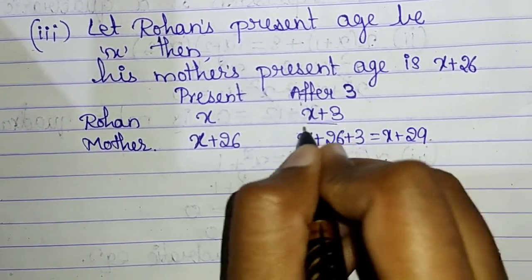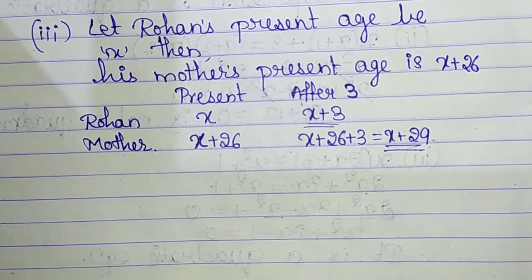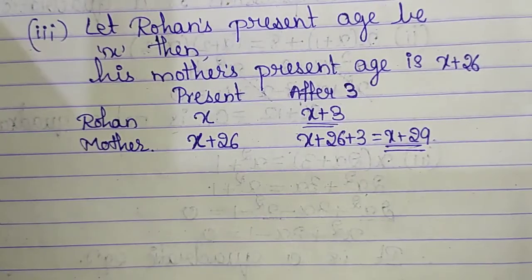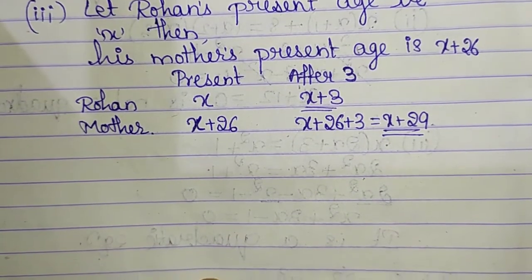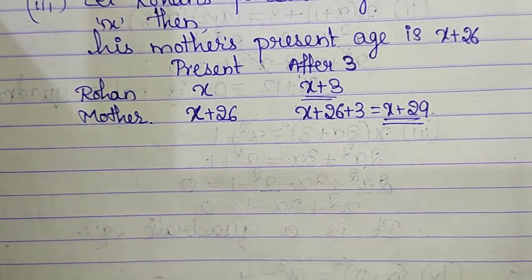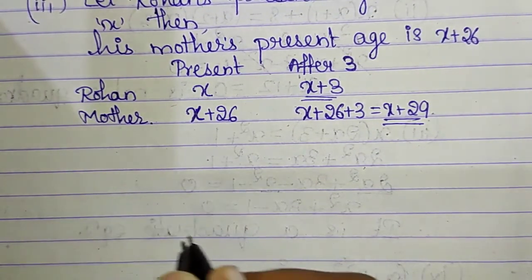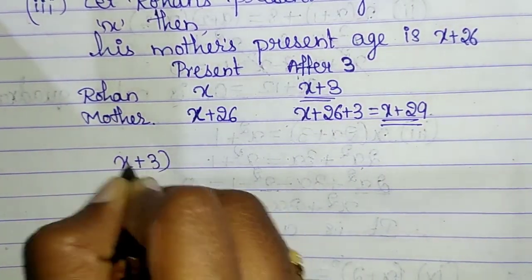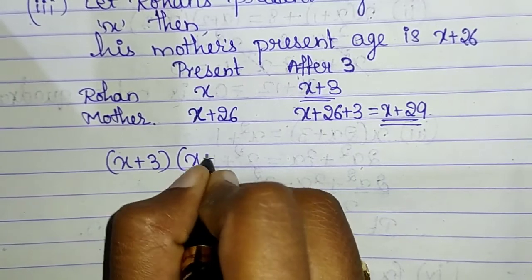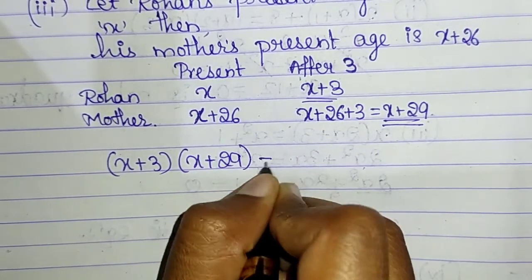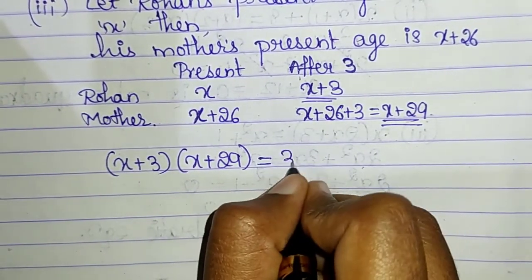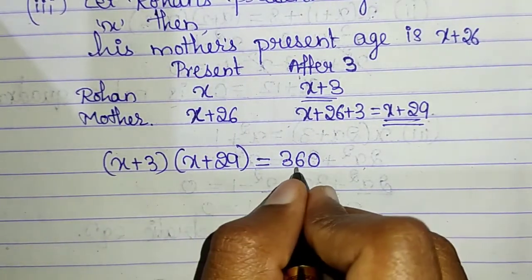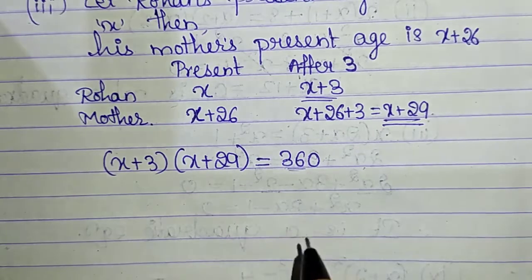So we got our two variables, factors needed to find their ages. Now they have told us that the product, that is x plus 3 into x plus 29, is equal to 360. They have told us that the product of their ages after 3 years is 360.